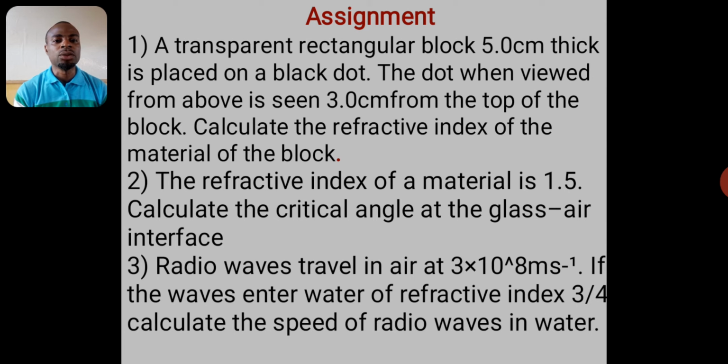Number 2, the refractive index of a material is 1.5. Calculate the critical angle at the glass-air interface. And finally, number 3, radio waves travel in air at 3 times 10 to the power 8 meters per second. If the waves enter water of refractive index 3/4, calculate the speed of radio waves in water.